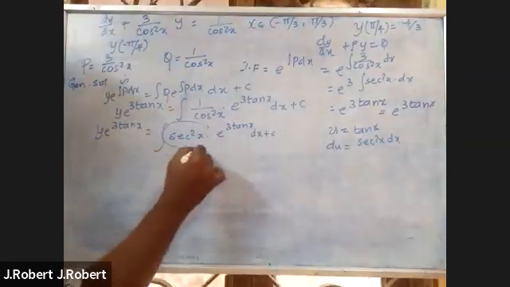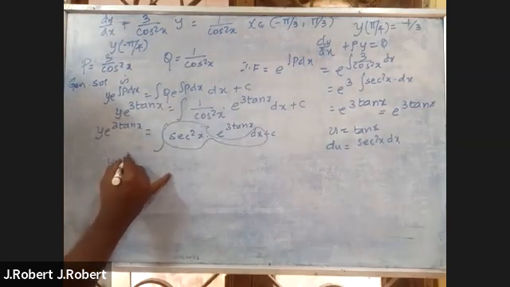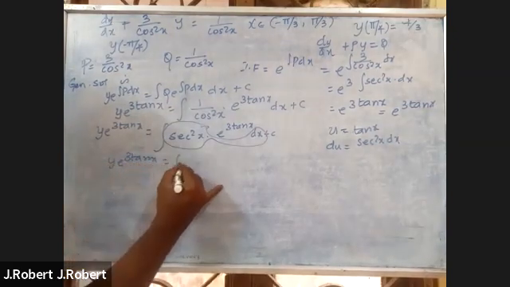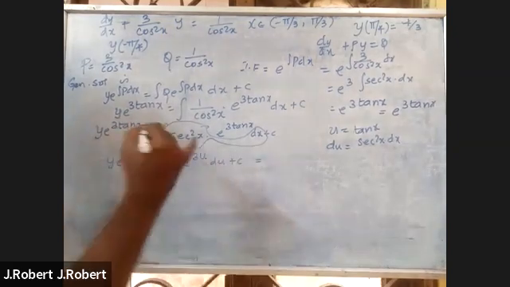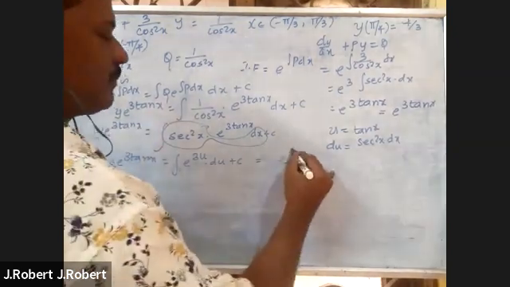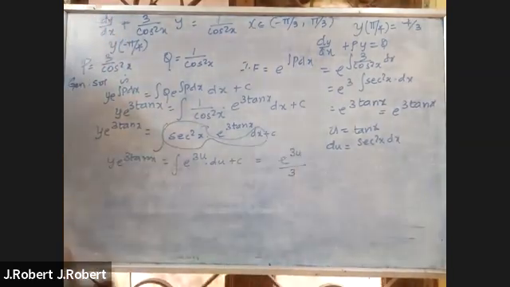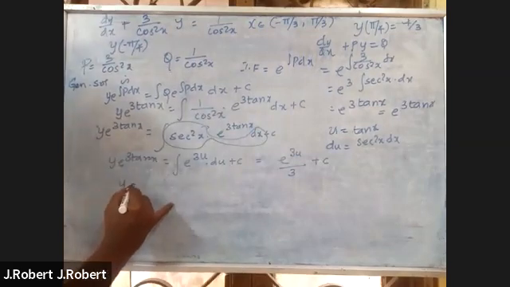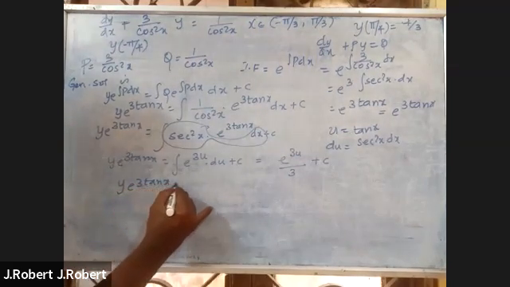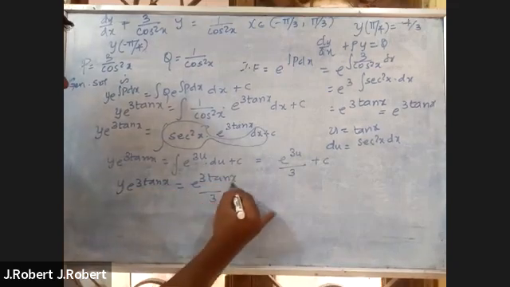So instead of this secant squared x dx, I can write du. y e power 3 tan x equals integral e power 3u into du plus c. So the integration of e power 3u is again e power 3u, and because of the 3 before u, you have to divide by 3. Differentiation we multiply, integration we divide, plus c. Now you substitute the value of u, we will get y e power 3 tan x equals e power 3 tan x divided by 3 plus c.